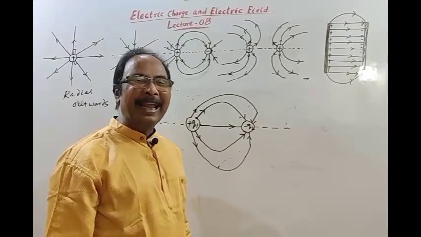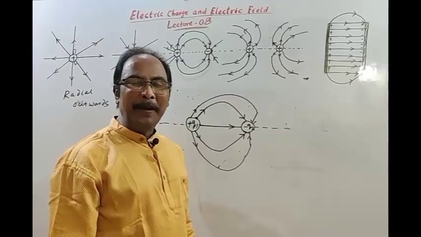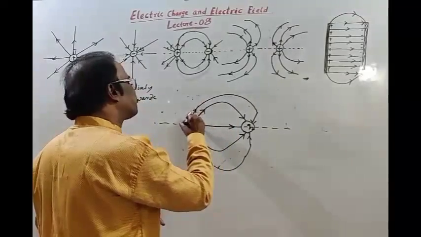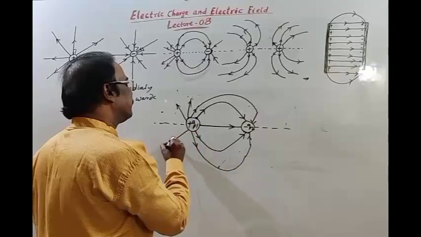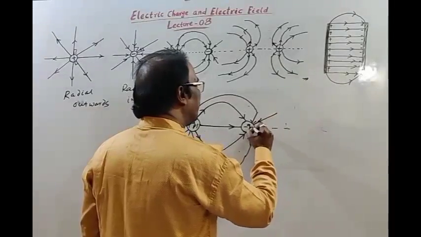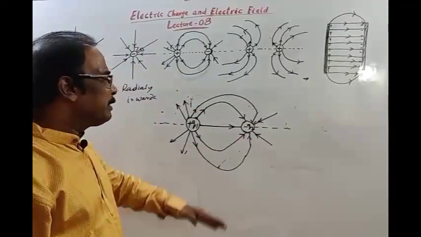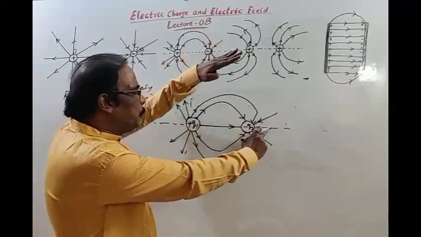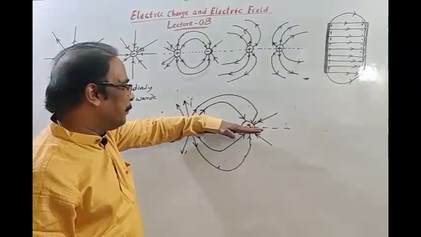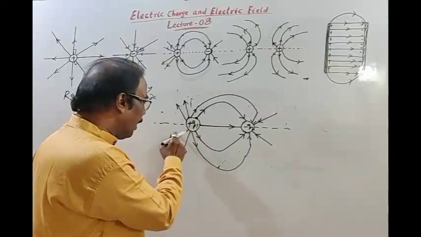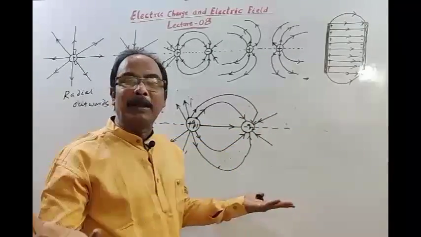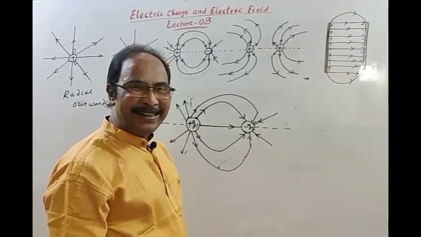The concept is that electric field lines are symmetric with respect to the line joining two charges. See, here two lines of force, here two lines of force. Of course, they should be perpendicular to the surface. Okay. Electric field lines are symmetric with respect to the line joining two charged bodies. This is the line joining two charged bodies. If you count the number of electric lines of force for this charge: 1, 2, 3, 4, 1, 2, 3, 4. For this charged body: 1, 2, 3, 1, 2, 3. So symmetric. Okay. But here another point is there.